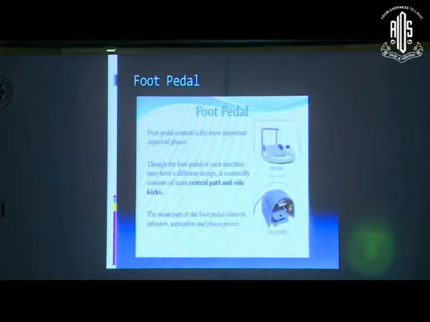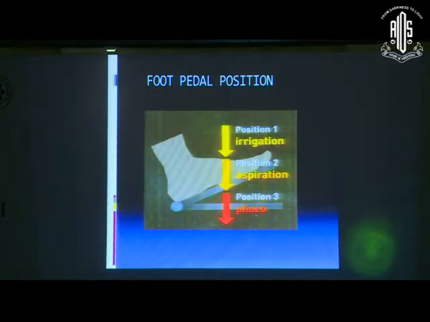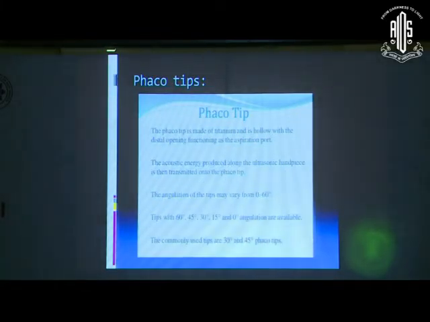The next important part by which you are actually doing your surgery is the foot pedal. Most of you must be knowing it. You press it a bit, position 1, irrigation is on. Position 2, irrigation and aspiration. Position 3, as you go on depressing it further, infusion, aspiration, and power.